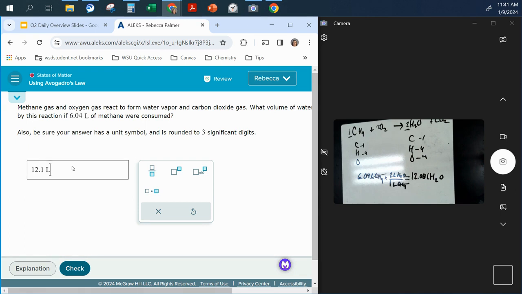Will this sort of question ever be written as methane gas combust? No, not for us. It just follows the oxygen reaction. But yes, you are right. This is combustion. Perfect.